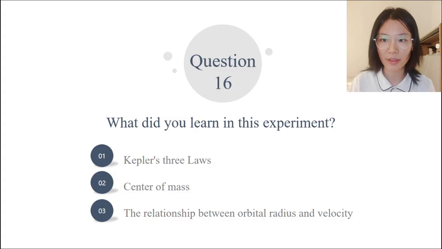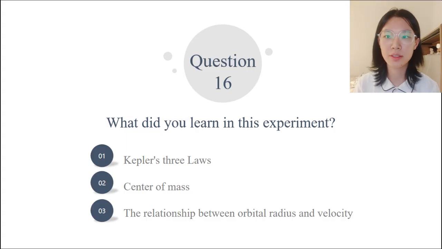In this experiment, I learned Kepler's 3 laws. Among them, Kepler's second law made me understand that planets move faster near the Sun and slower further away. In the simulation, the Sun's dominance in mass ensures that the center of mass is closer to its core. However, in the planet and the Moon system, the center of mass is closer to the planet.